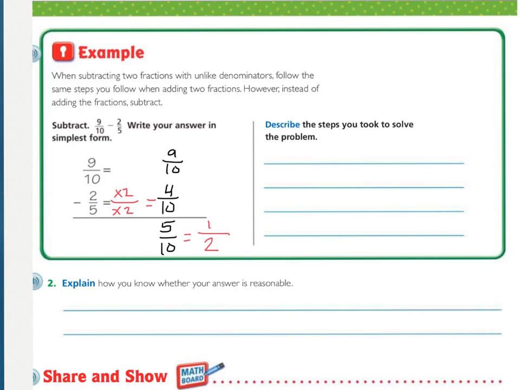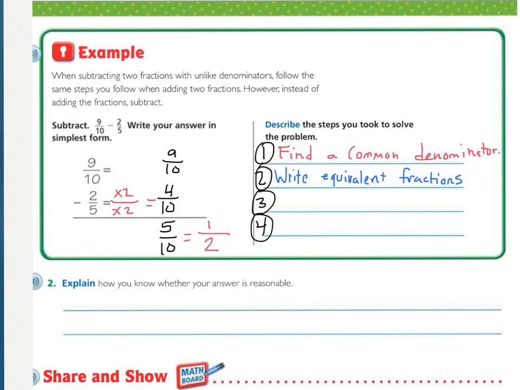So now that we have done all of our work, we need to do the second part. Describe the steps you took to solve the problem. There are three major steps with the fourth one at the bottom that you have taken. So press pause and fill in 1, 2, 3, and your 4 steps.